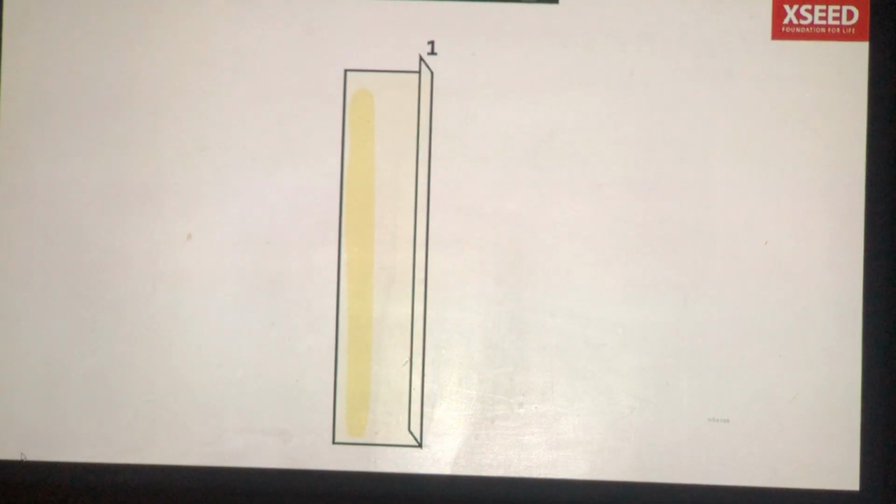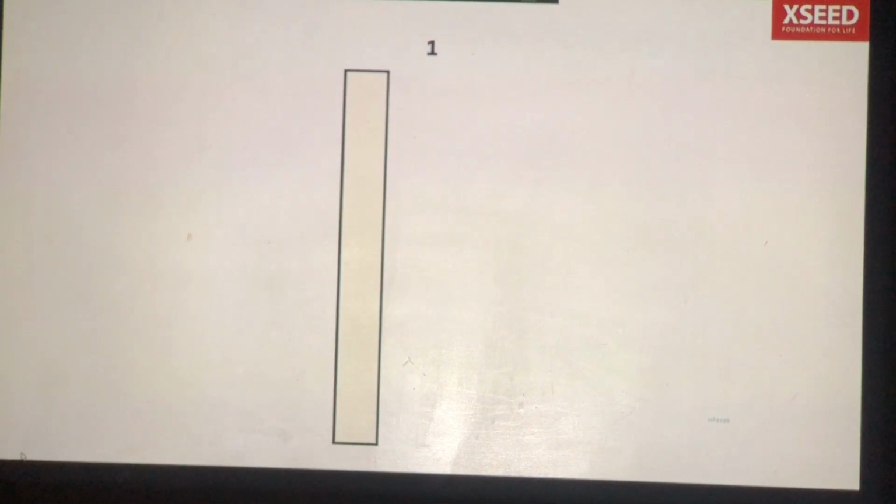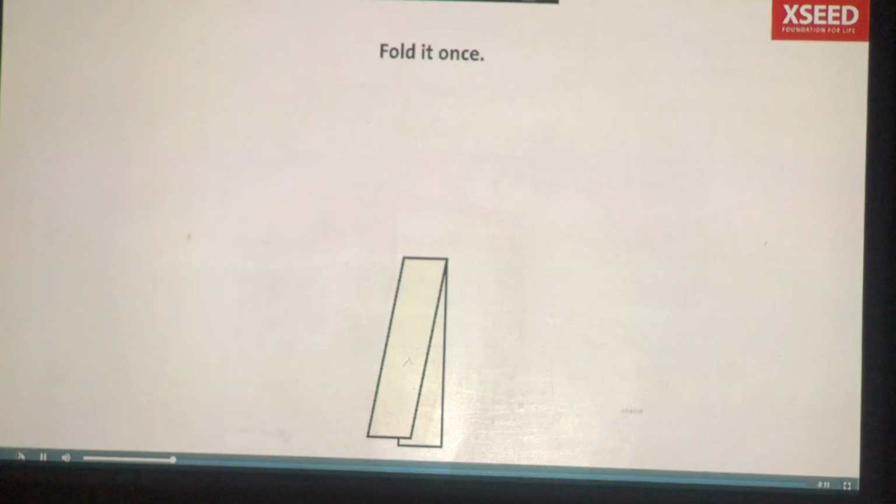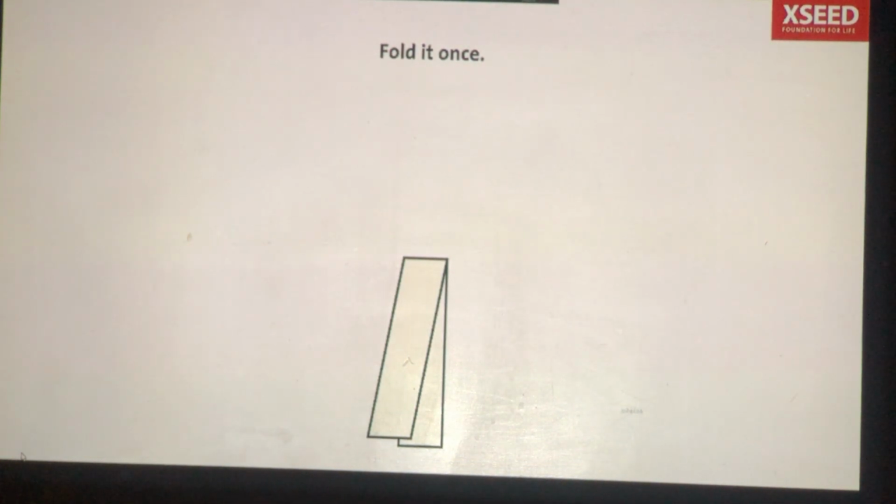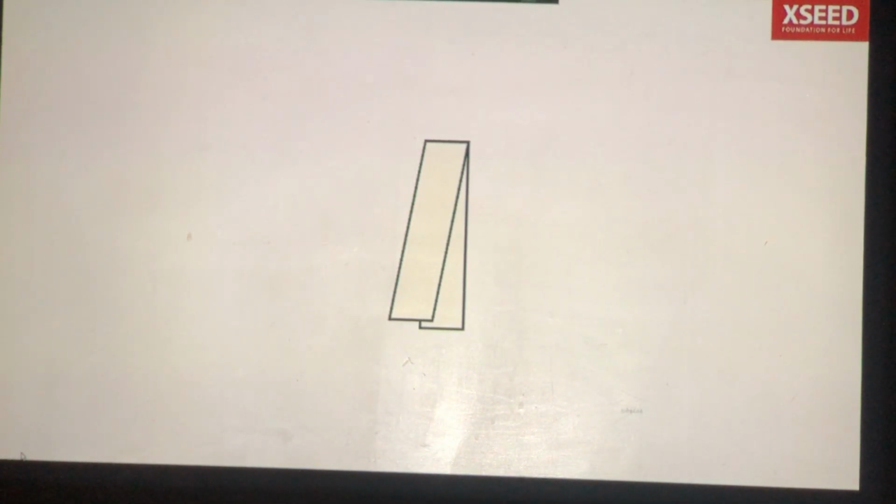Now, fold 1 strip of 6 centimeter width twice, like this. Then fold it again, like this. Your beak is ready. As we can see, it is flat and broad.